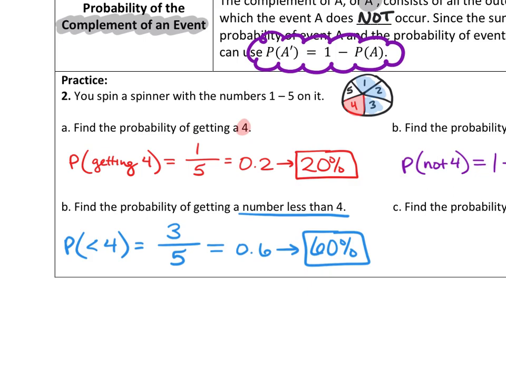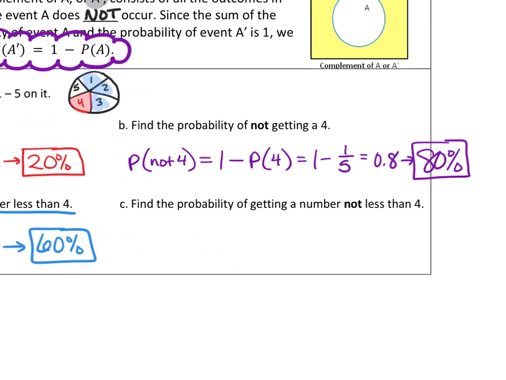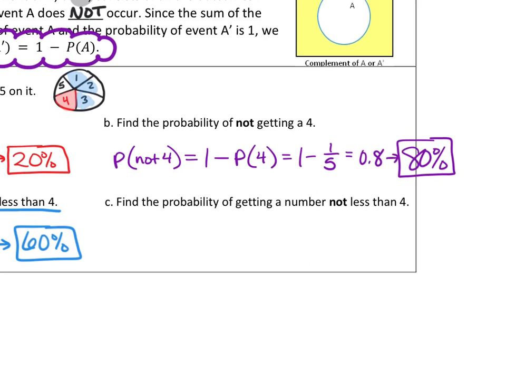If we wanted to figure out the complement of that, find the probability of getting a number not less than 4. Again, complementary probability just uses that same probability. So the probability of not less than 4 would be 1 minus the probability that we get less than 4. But we just found that out. What was the fraction that we used for probability of less than 4? 3/5. What is 1 minus 3/5?